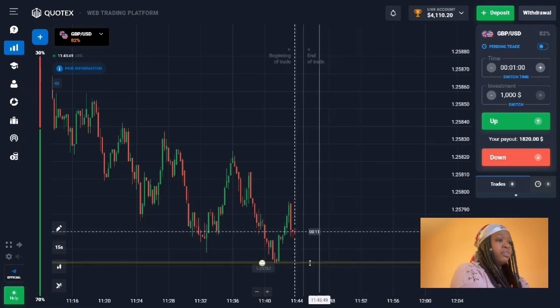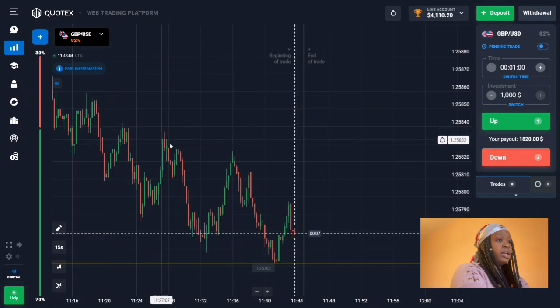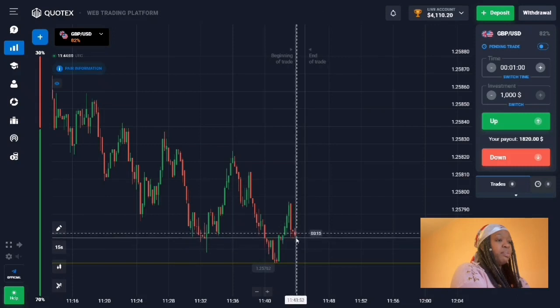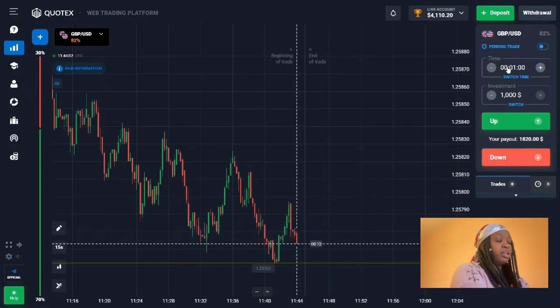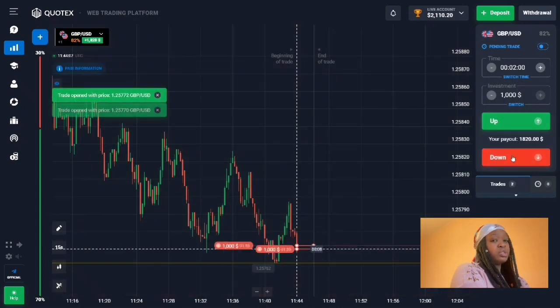So here I can observe the level of support, and this is the movement down, and the price highs are becoming lower, and to the support level there is a distance. So I think that the price will be trending down here. So I'll enter the market with a down trade for 2 minutes and wait for the results of this trade.